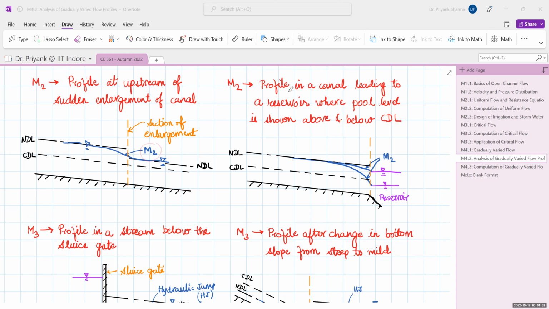Another case can be when there is a canal which is leading to a reservoir where the water pool is always there.